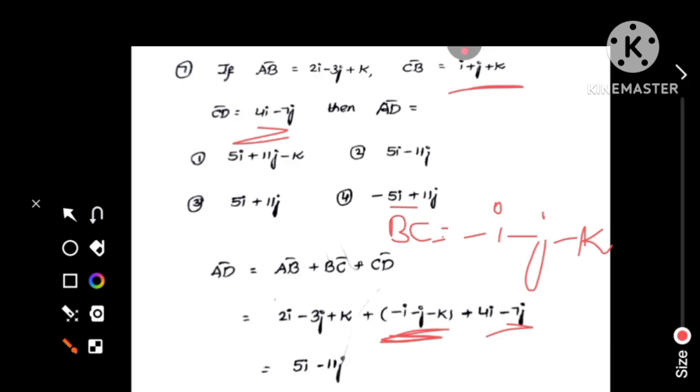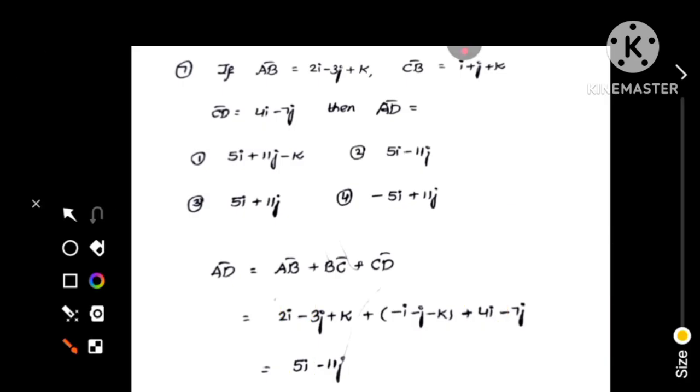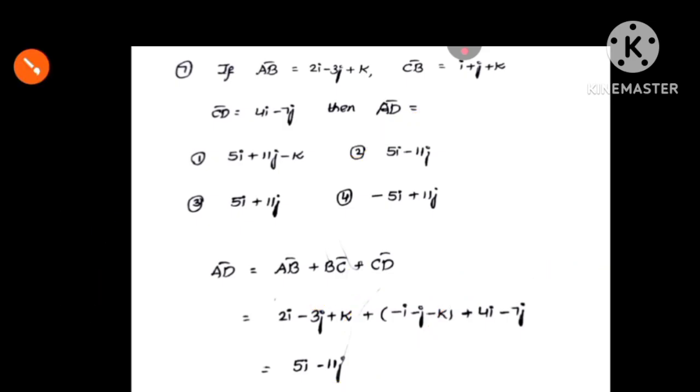2i plus 4i is 6i, minus i, that is equal to 5i. Okay, next, minus 3j, minus j, minus 7j, that is minus 11j, and plus k minus k gets cancelled. So the answer is equal to 5i minus 11j. That is nothing but the second option. Understand, all of you? Very easy problems, and this is a very scoring topic.